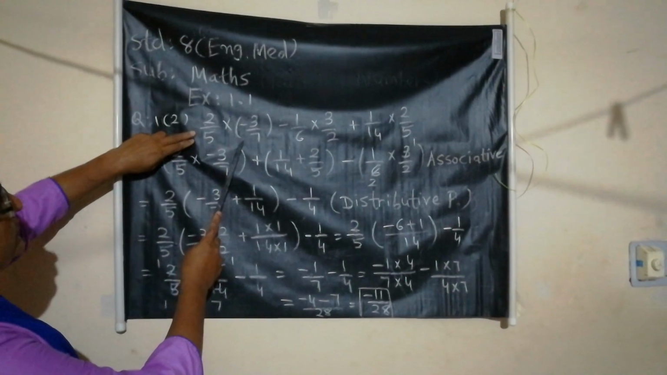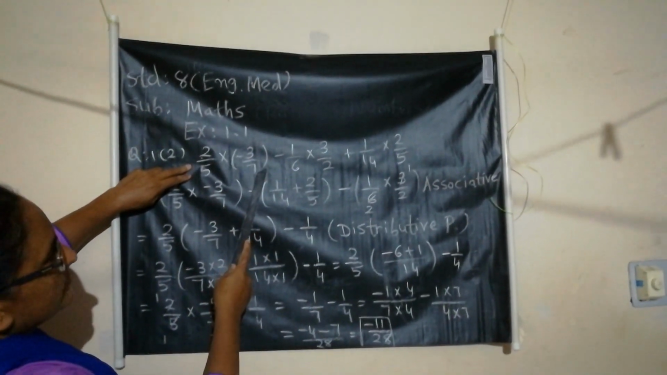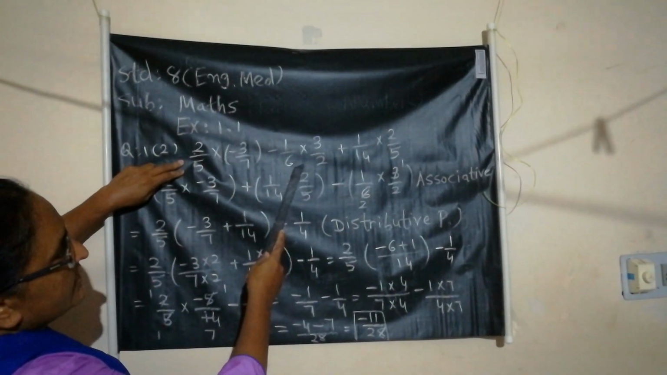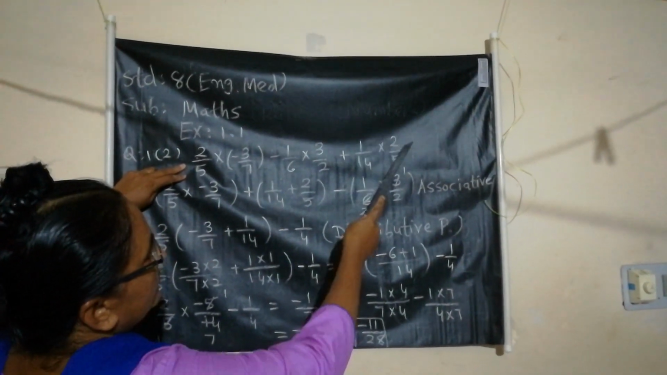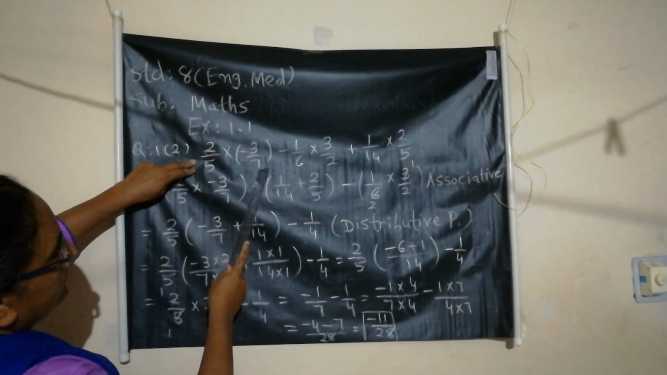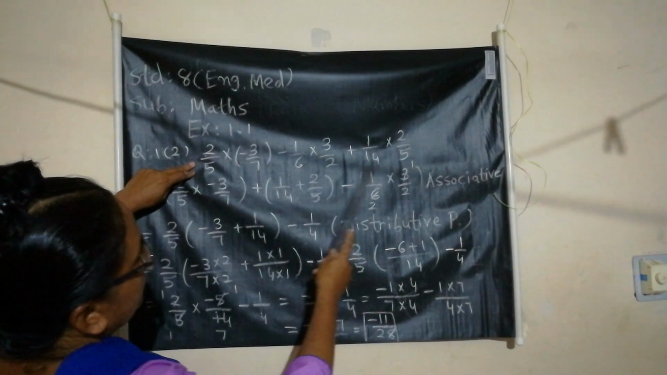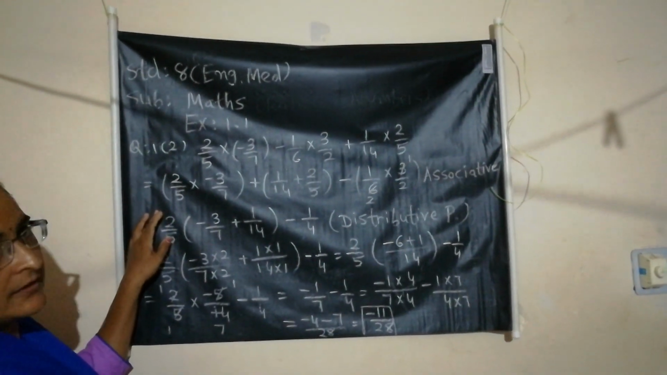Question number 2. 2 upon 5 into negative 3 upon 7 minus 1 upon 6 into 3 upon 2 plus 1 upon 14 into 2 upon 5. Here there are 3 terms. This is number 1, this is second and this is third. Now we arrange the terms.